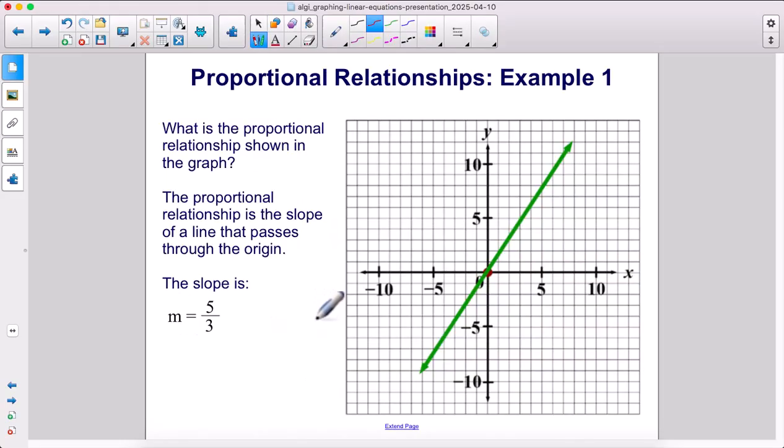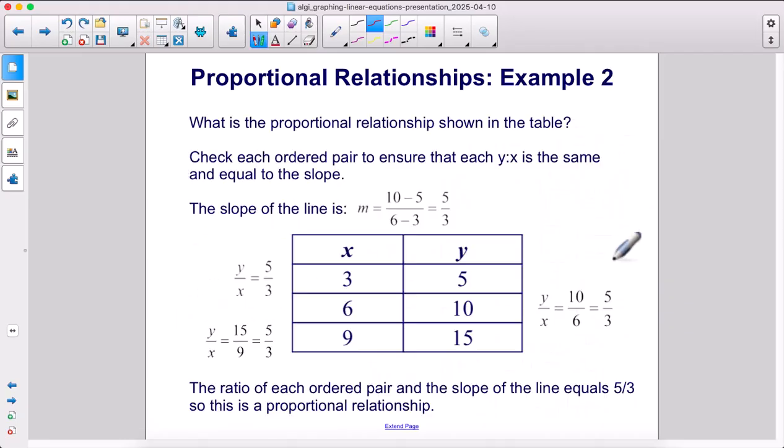What is the proportional relationship shown in the graph? The proportional relationship is the slope of a line that passes through the origin. So we pick the origin as one point on the line, and we can pick any random point. The slope of this line is rise over run. Rise 5, and then we run 3. So the slope of the line is 5/3.